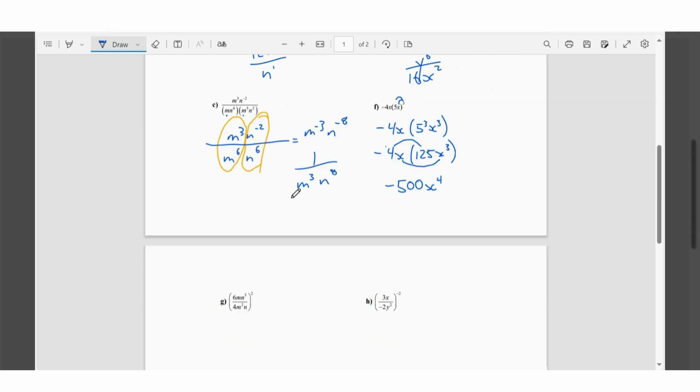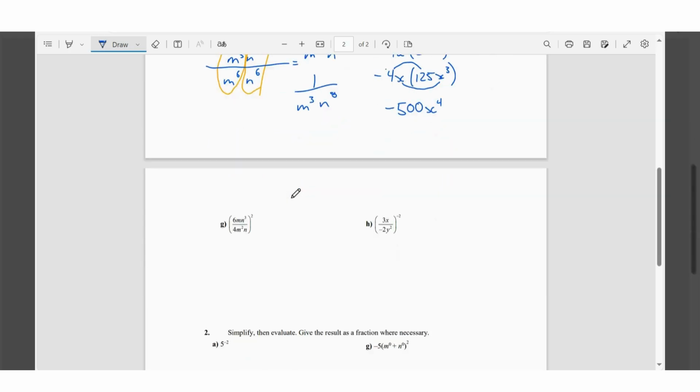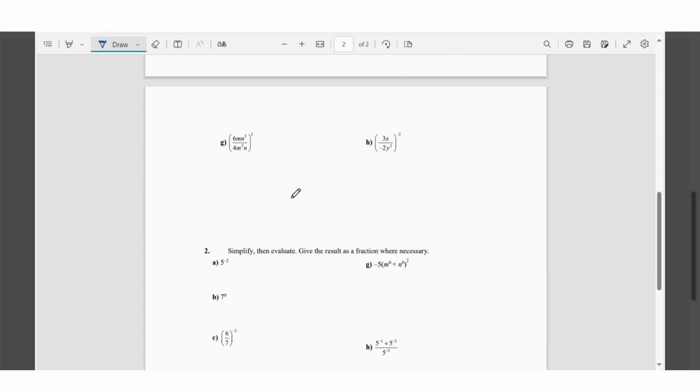Okay, so coming along, you get used to it as you go. It's good to just practice these, check your answers.